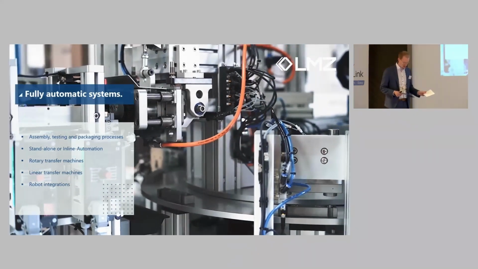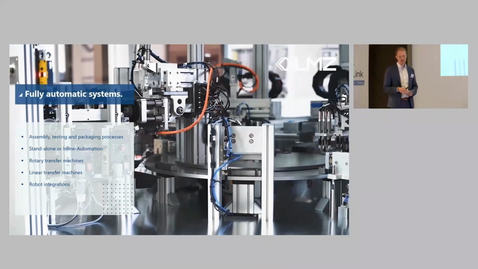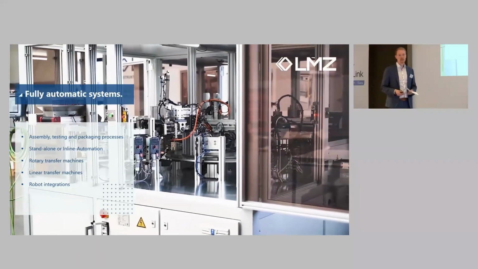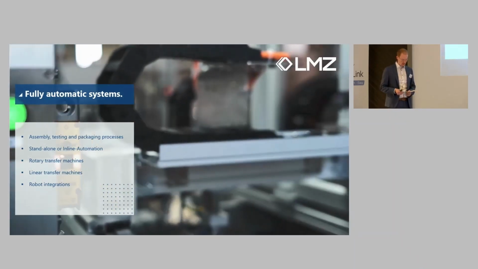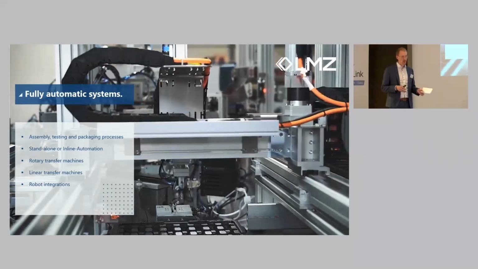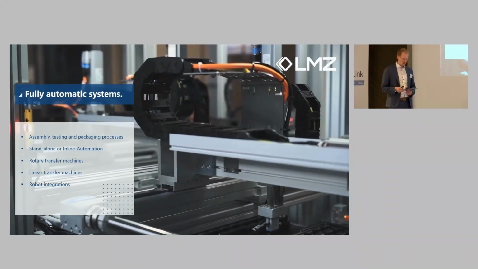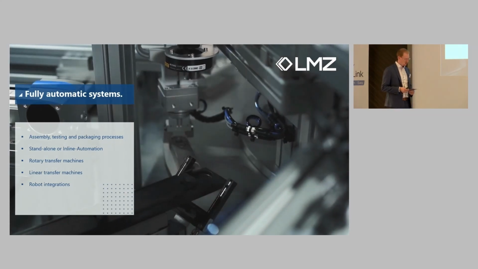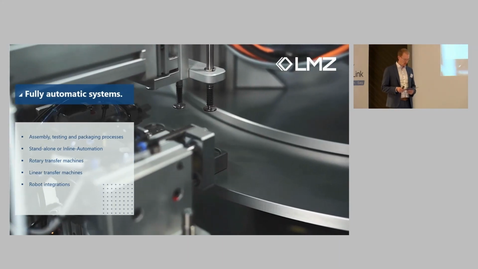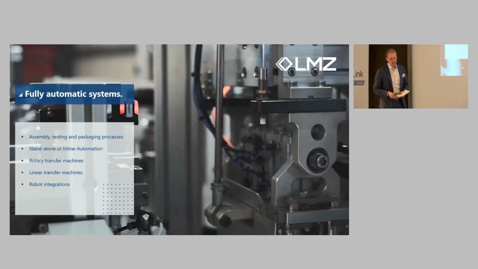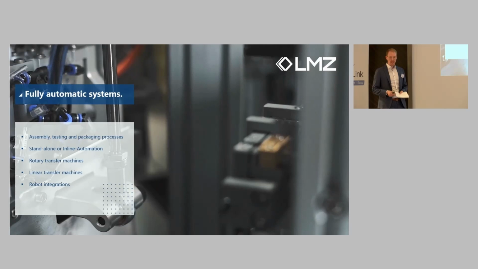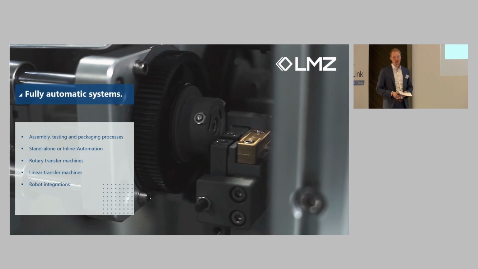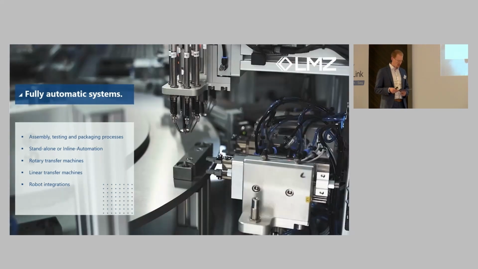Here you can see one of our fully automatic systems. With our fully automatic systems, we are able to do assembly, testing, and packaging processes. These systems can be used both standalone or inline to other production machines. For the handling, we use rotary or linear units, and robots are also often integrated. In this application, we assemble 6 magnets into a rotor, and at the same time, 2 parts are being processed.